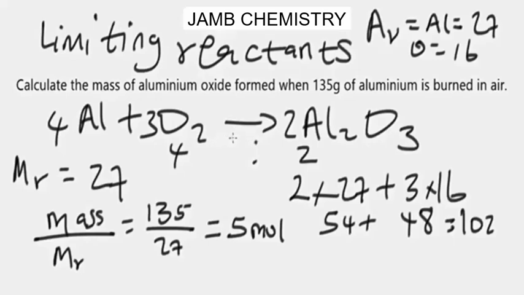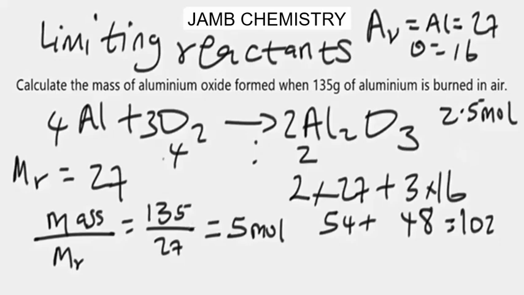Now if we are asked to find the number of moles of aluminium oxide formed, we would have stopped here by saying that 5 moles of aluminium will react to produce, since this one is half of this one, half of 5, which is 2.5 moles of aluminium oxide. So when we are asked to find the moles of aluminium oxide formed, it would have been 2.5 moles of aluminium oxide, produced from 5 moles of aluminium that reacted in 135 gram of aluminium.